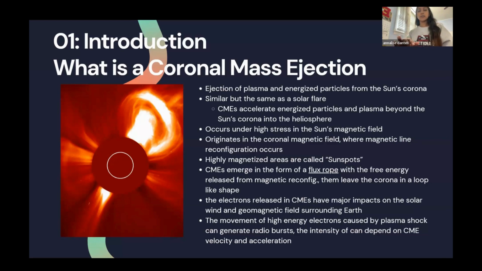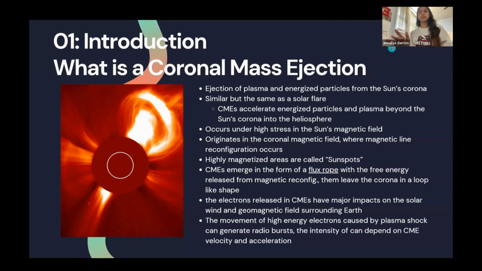A CME is an actual ejection of plasma and particles, energized particles like electrons, beyond the sun's corona into the heliosphere, whereas a solar flare is mostly an ejection of particles. There's no physical matter being ejected from the sun in that instance. And CMEs have a tendency to spread their particles a lot further than a solar flare would.